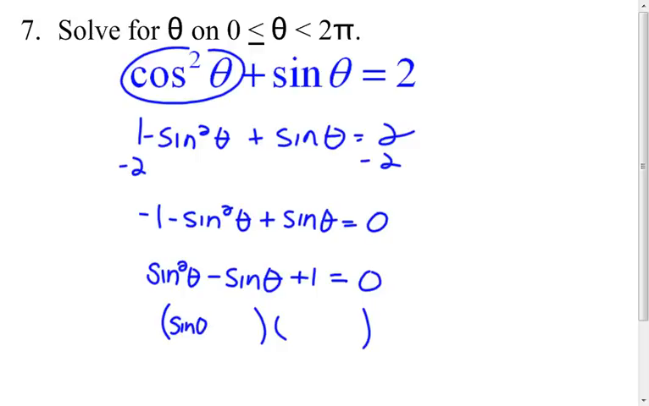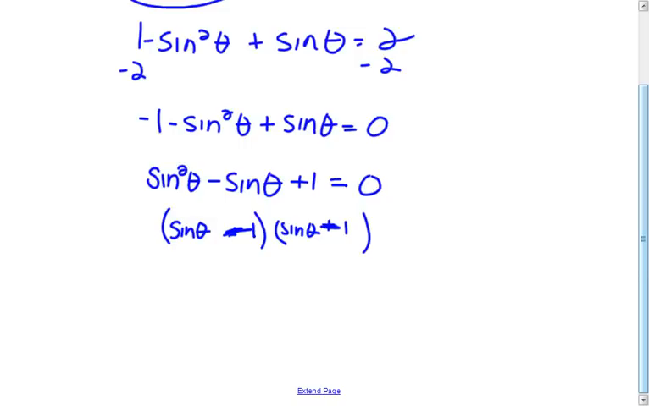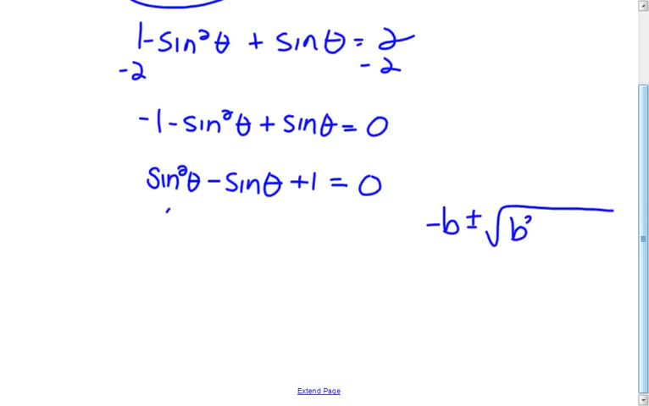You have sine and sine, 1 and 1, and I can either do plus plus here or I can do minus minus here, but either way it doesn't factor. So when things don't factor, then you get to do the quadratic formula. I know, it's so fun. Okay, so if you don't know the quadratic formula, here it is. Negative b plus or minus the square root of b squared minus 4ac all over 2a.